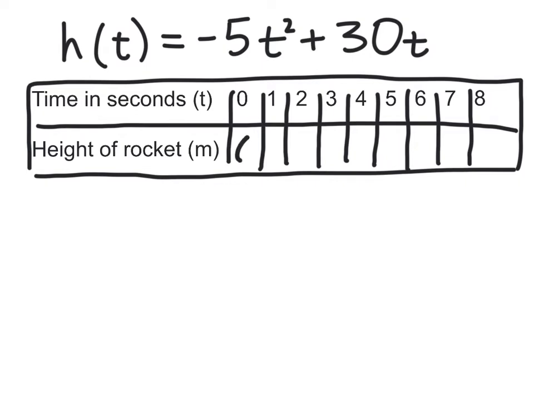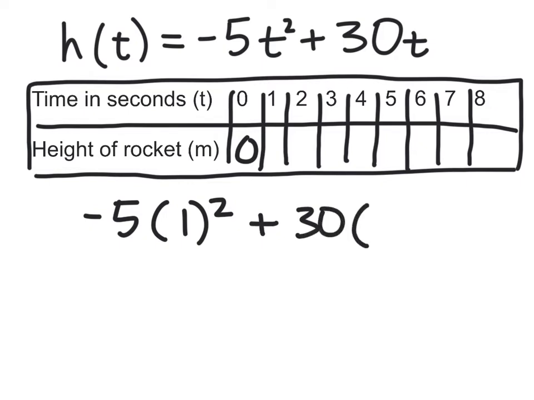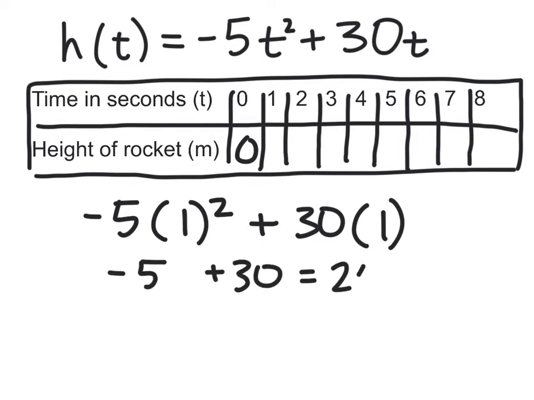Next up, we plugged in 1. So at time 1, we've got negative 5 times 1 squared plus 30 times 1. So negative 5 plus 30, which equals 25. So after 1 second, this rocket has gone up to 25 feet.